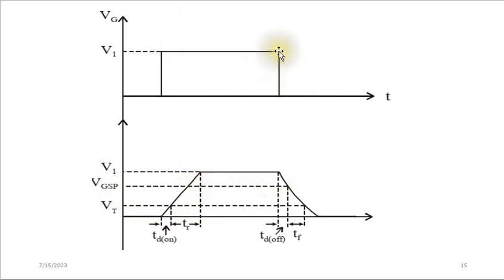But the moment you switch it to low, you find that this will never abruptly go to 0, but rather it will start decaying gradually until it reaches 0. It will take a time to drop from V1 to VGSP, and that is what we call the delay time during turn-off. And from there to fall to 0, we have what we call the fall time, TF. So this is the switching characteristic.